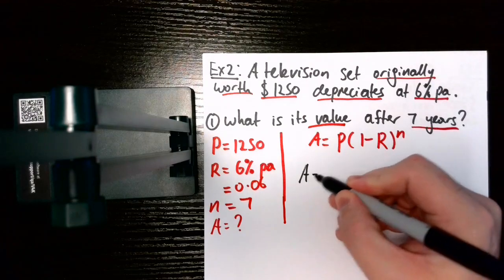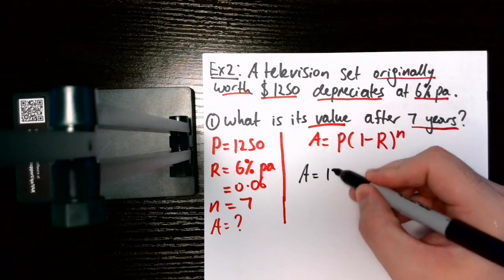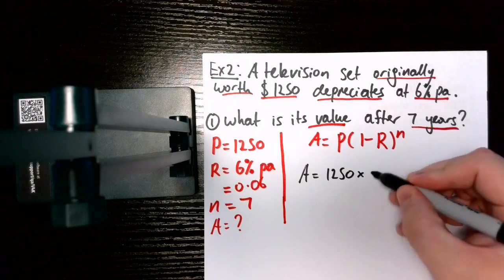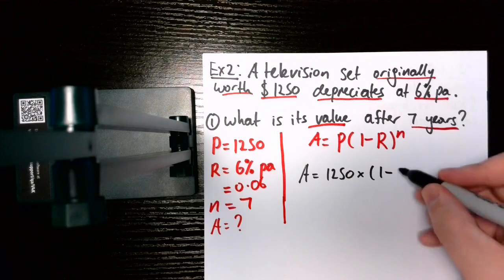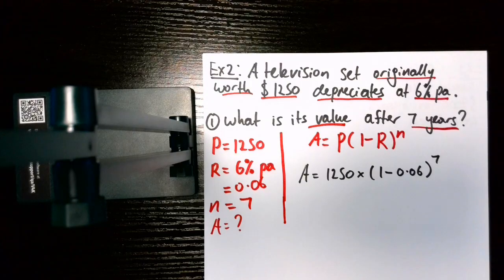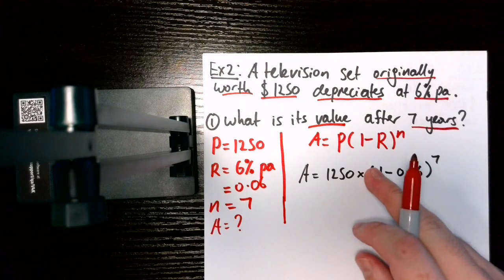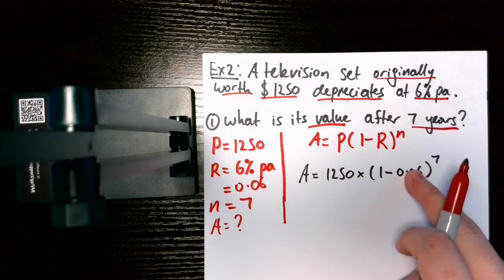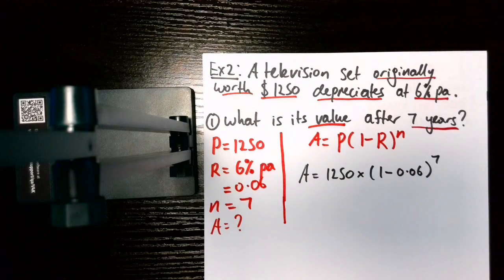We have A is going to be equal to our principal, 1,250, multiplied by 1 minus our interest rate, 0.06, all to the power of 7. Okay? We've just substituted this in. This is our P, this is our R, and this is our N.